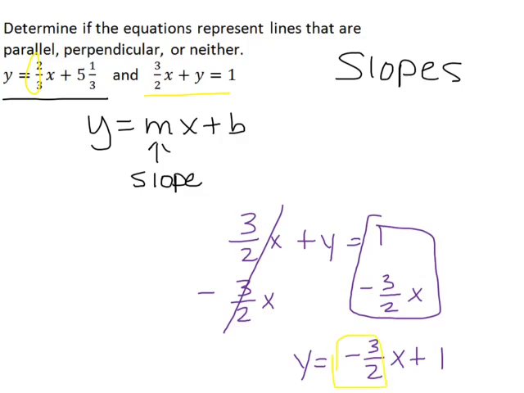So now I compare the slope of the first line, which was 2/3, to the slope of this new line, which is -3/2. I see that one's positive and one's negative, so they're opposite. I see that one has 2/3 and the other one has 3/2, so they are reciprocal, meaning that they are perpendicular.